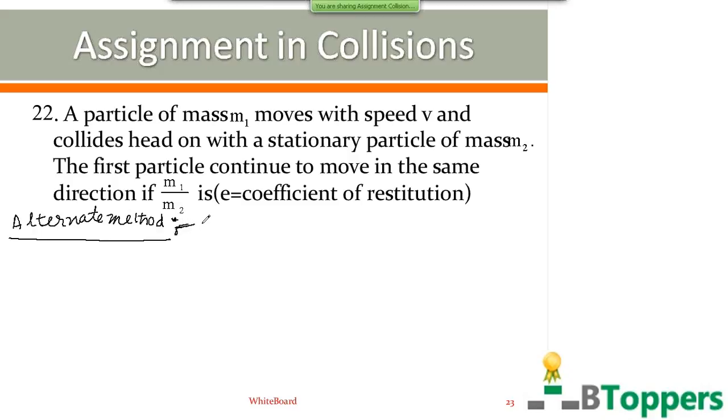So any problem in one-dimensional collisions can be solved by using two equations. m1 v1 plus m2 v2 is equal to m1 u1 plus m2 u2. That is one equation, and e equal to v2 minus v1 by u1 minus u2. So using the first equation, m1 v1 plus m2 v2 equal to m1 u1 plus m2 u2. Here the second particle is initially at rest, so u2 can be taken as 0. So the second term on the right side of the equation will vanish.